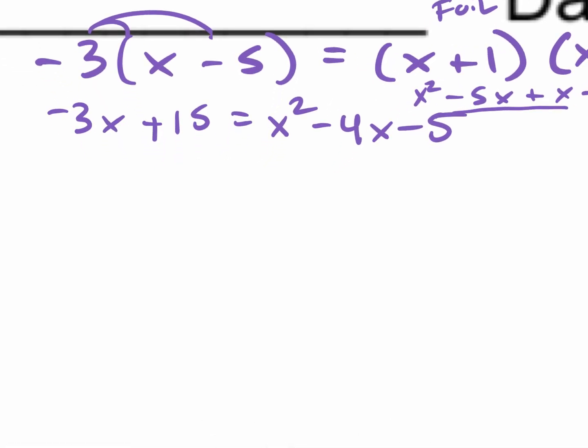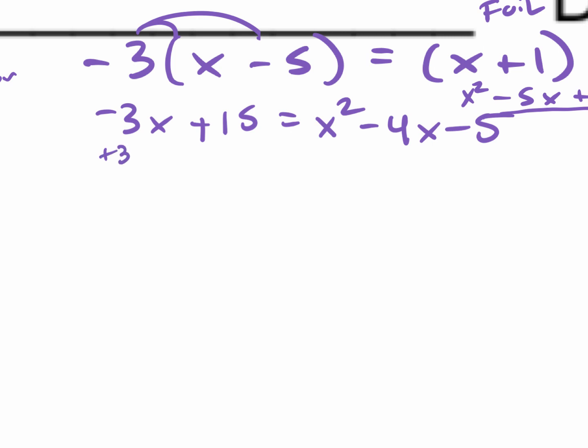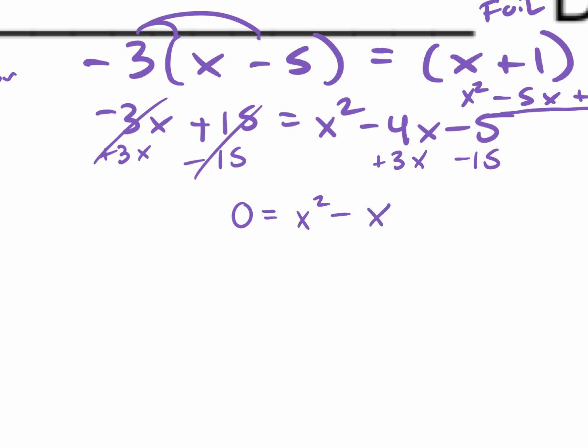What do we do next? Combine like terms. We see that we have an x squared and an x, so we know that we're going to have to factor. So let's move everything to one side, because when we factor, what does it have to be equal to? If we factor, it has to be equal to 0. So we've got to move everything to one side. So we're going to add 3x to the other side and subtract 15. So 0 is equal to x squared minus x minus 20.